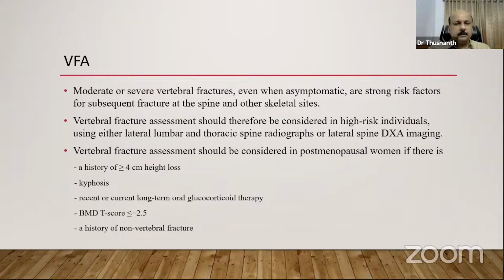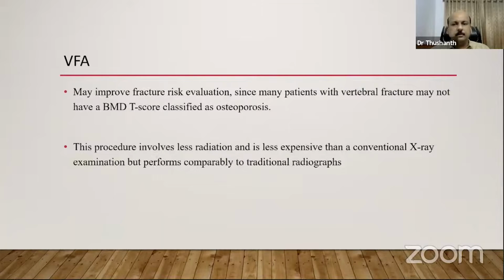So recommendation-wise, vertebral fracture assessment should be considered in postmenopausal women if there is a history of height loss of more than 4 centimeter, if there is kyphosis, if there is recent or current long-term oral glucocorticoid therapy, if the BMD T-score is less than -2.5, or even if there is a history of non-vertebral fracture. This recommendation has come up in the ISBMR guidelines also, that we can go for a vertebral fracture assessment if there are risk factors like this in the postmenopausal woman.